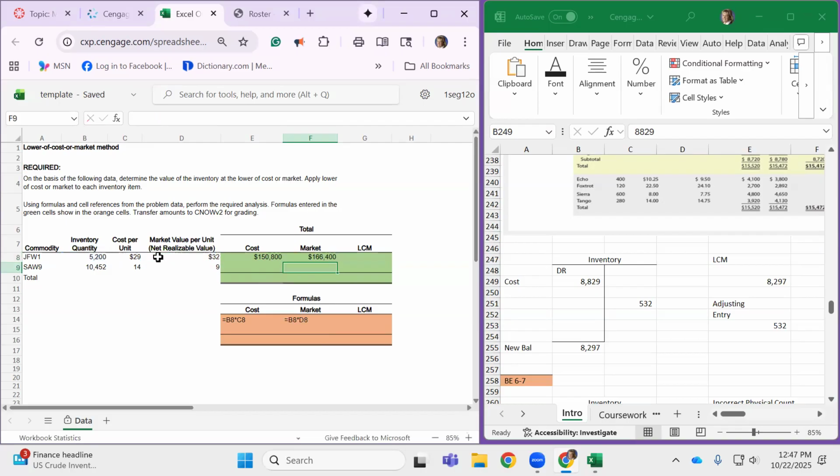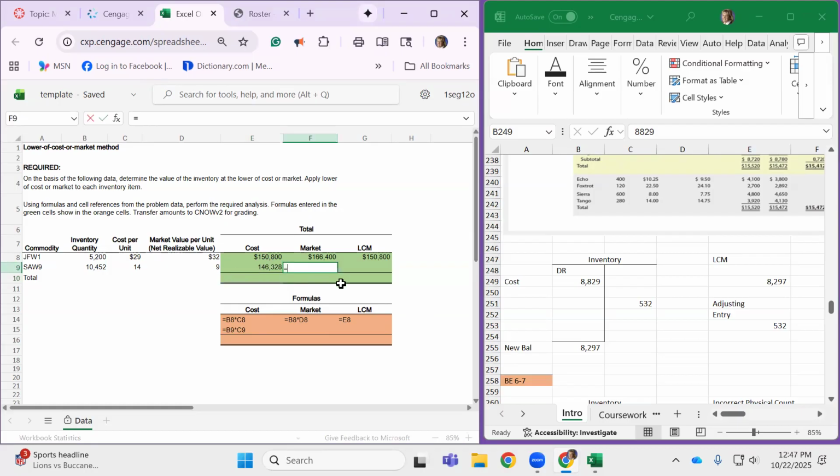Okay. The market is higher than what we paid for it. Guess what? We keep the cost. Okay. We keep the cost. Whichever one's lower is the one we're going to keep. Okay. Now let's do this one. The cost of 10,452 items times $14 cost us $146,328. Now, the market value is down to 9 now.